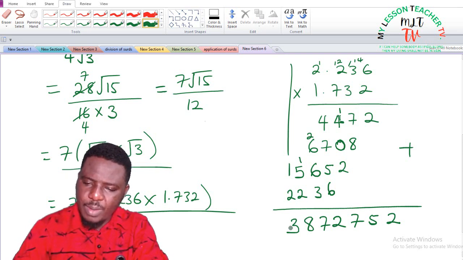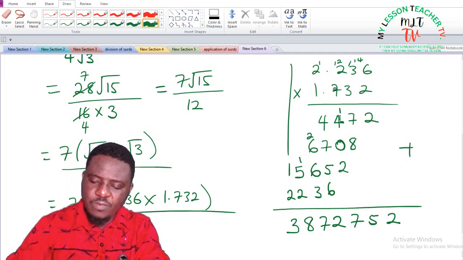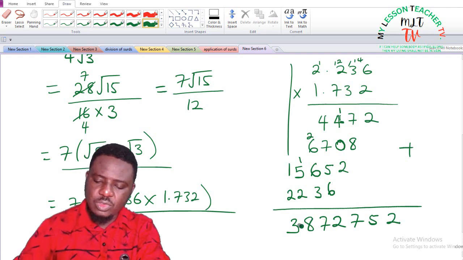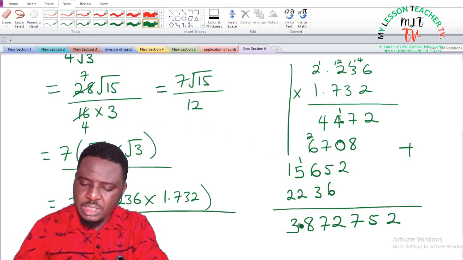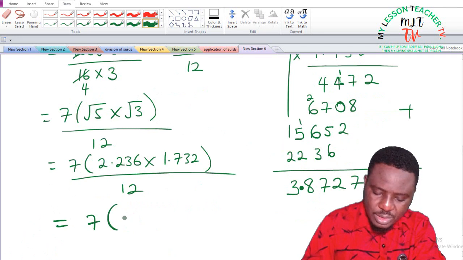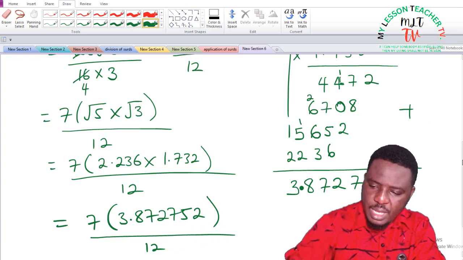Now where will my decimal point fall? Since I have 6 digits after the decimal points, I'm going to count 6 digits from the back, and that is where my decimal point will lie. So this is 1, 2, 3, 4, 5, 6. So my answer is said to be 3.87272. So this is equal to 7 times 3.87272 divided by 12.